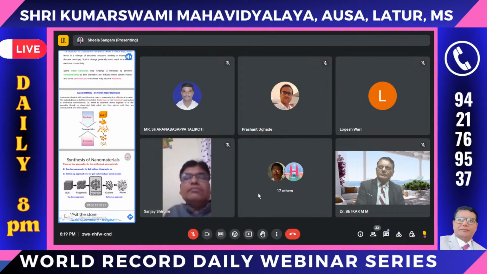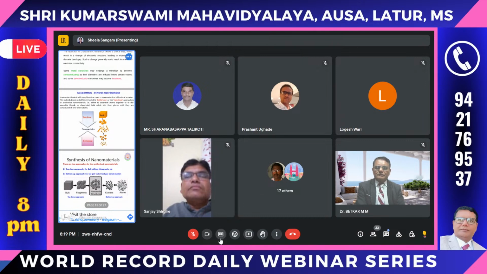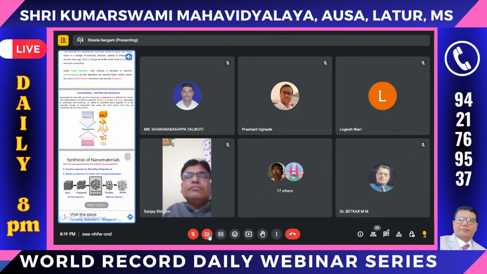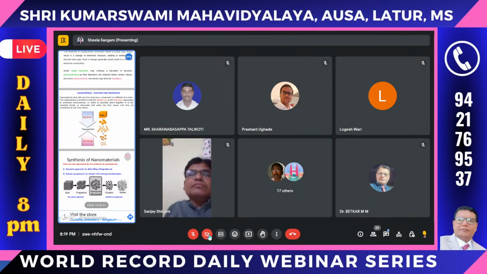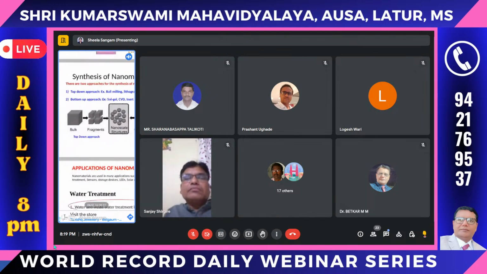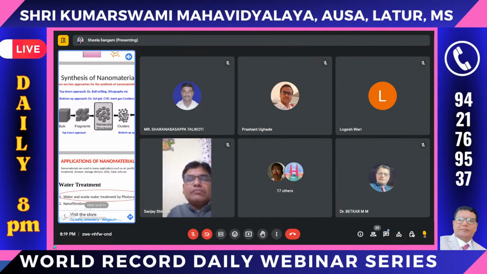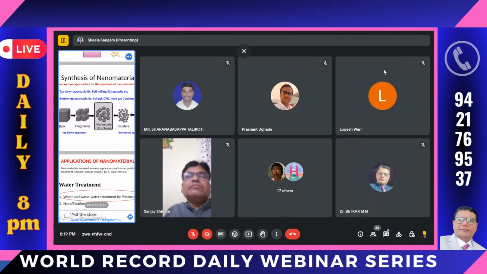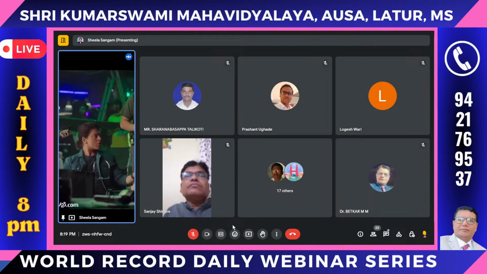There are two types of processes. One is the bottom-up approach, another one is the top-down approach. These are the two approaches. By using these, we can synthesize the nanomaterials in our laboratory. When we go with this slide, it will be very clear. Top-down approach, what does it mean? We are cutting a big molecule into nano. That is called the top-down approach.